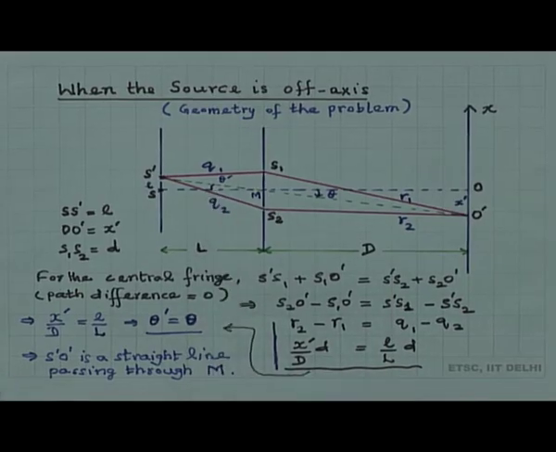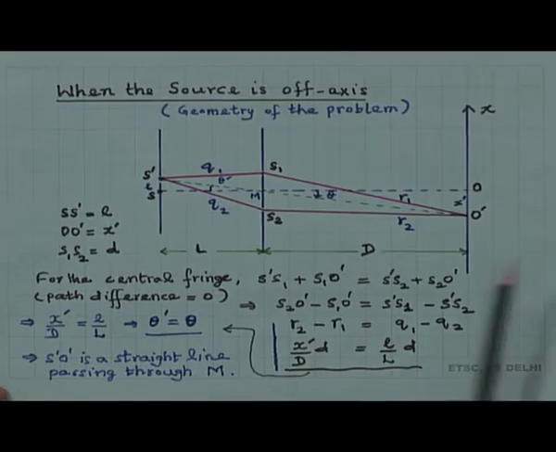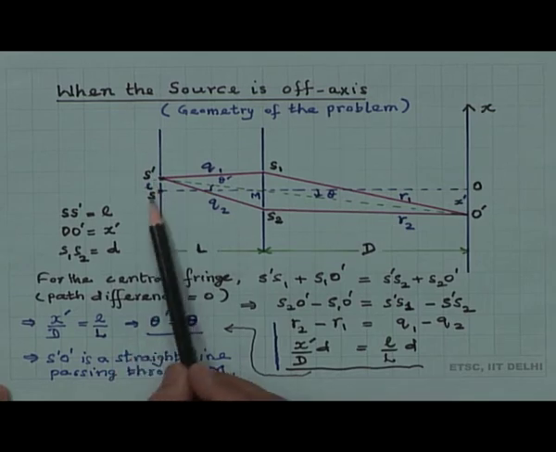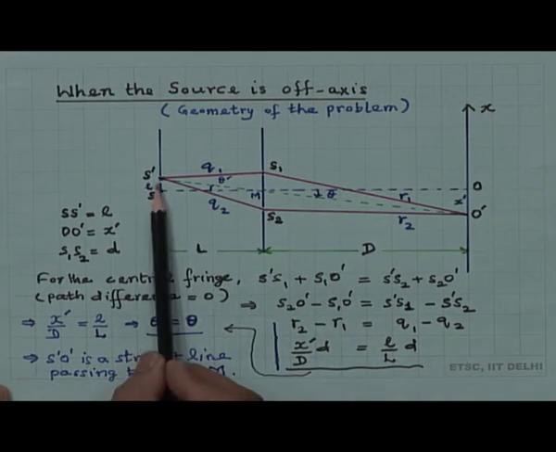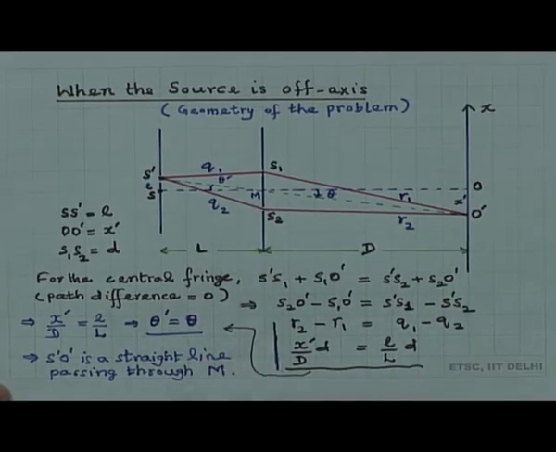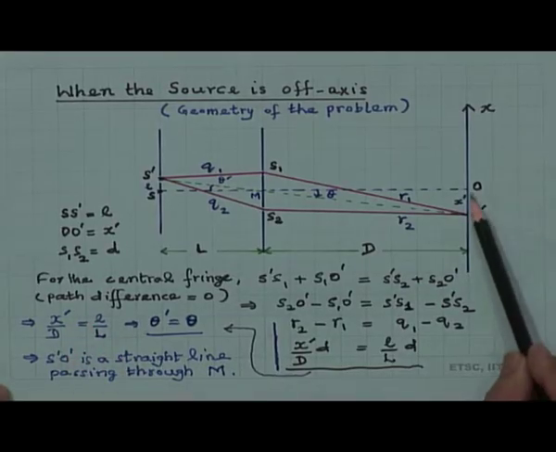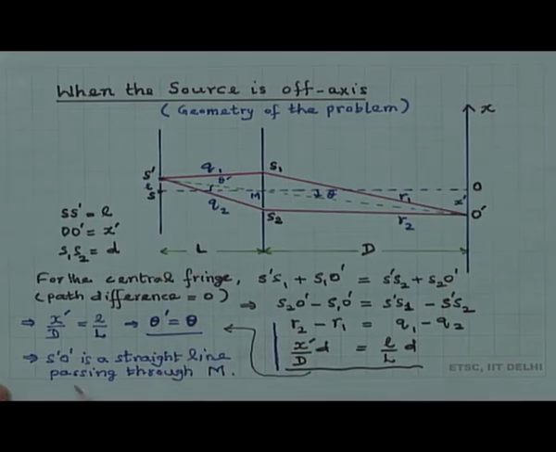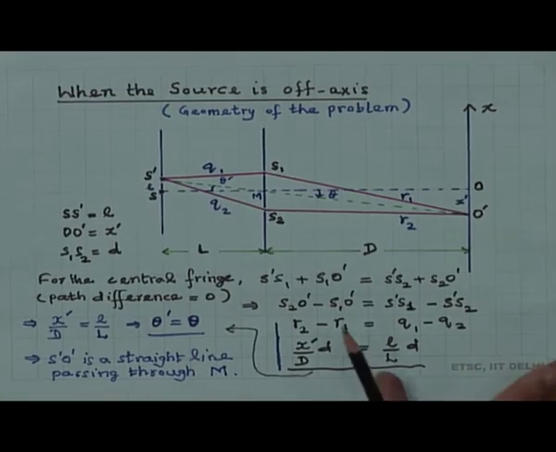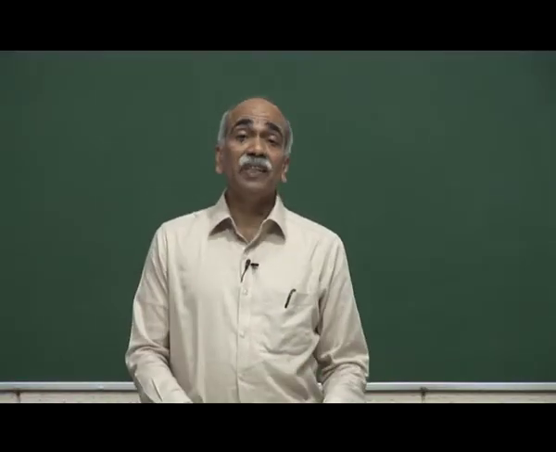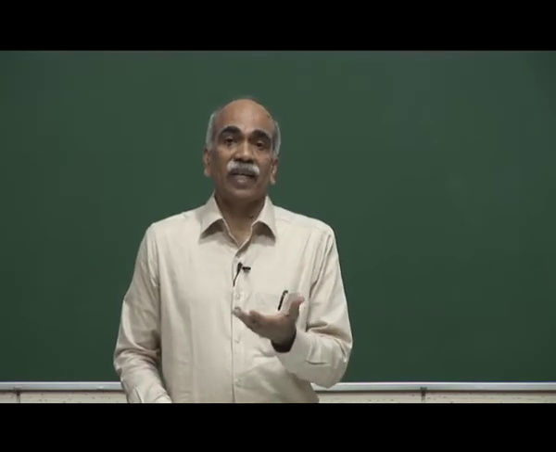So, tan theta is equal to tan theta dash, which means theta is equal to theta dash. That simply means that these are opposite angles, which means that S dash O dash is a straight line passing through the point M here. So, we have x dash by D, this divided by this, is equal to the offset l divided by L. So, S dash O dash is a straight line passing through M. Now let us see the fringe shift in terms of the geometry, that is, the offset.